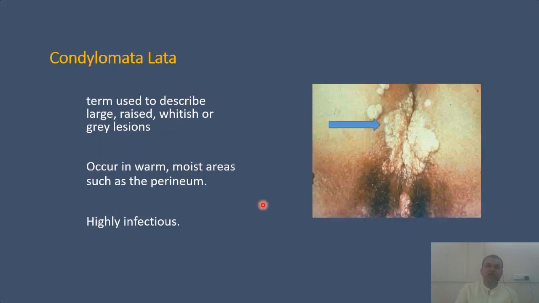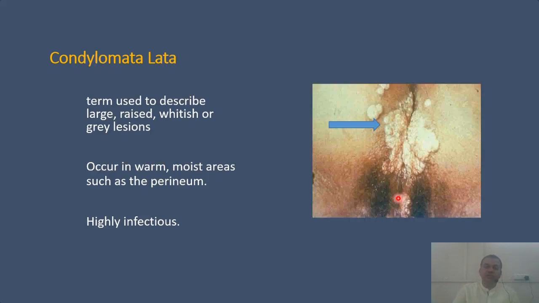And then the next term is condyloma lata. Condyloma lata is a particular term given to this type of lesion. What are these lesions? These are large, raised, whitish-grayish lesions that can be seen in the perineum area, because these areas are moist and warm, where the treponemes can be large in number. So in such moist and warm areas there is formation of such skin lesions, known as condyloma lata: whitish, raised, and large. But these lesions are highly infectious.